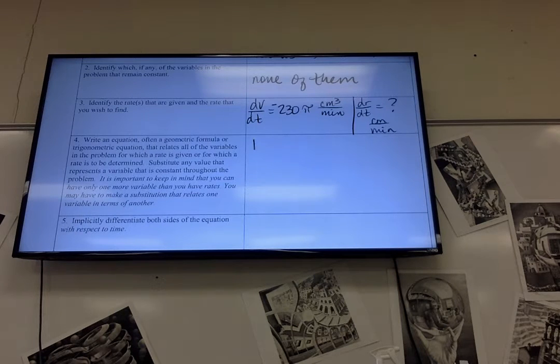V equals 4/3 pi r cubed. Is it square or is it cube? Where did you get all that? From the page we just did.